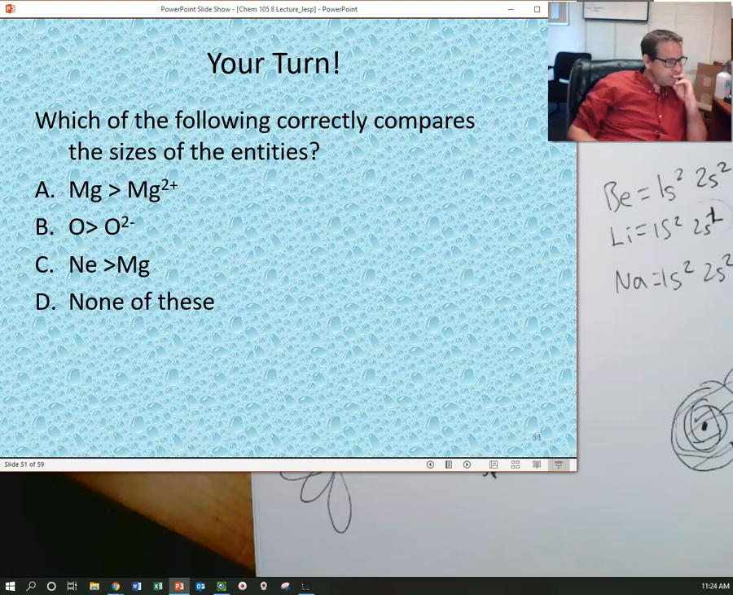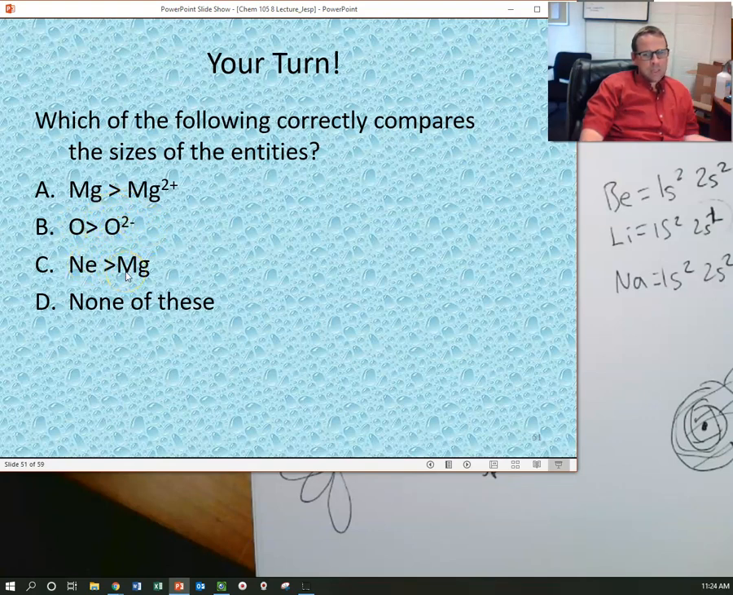You ready, Joey? I think so. All right. What's the answer? I think it's A, because when you lose electrons, like what magnesium is doing here, then the resulting ion is smaller in size. Okay, very good. Here, oxygen is gaining electrons, so it would be larger.